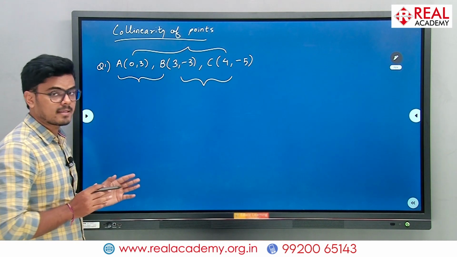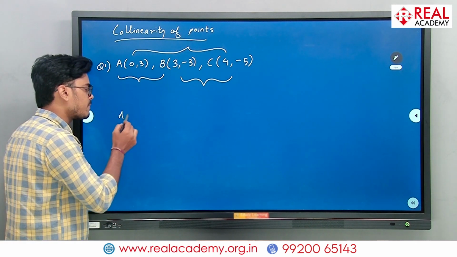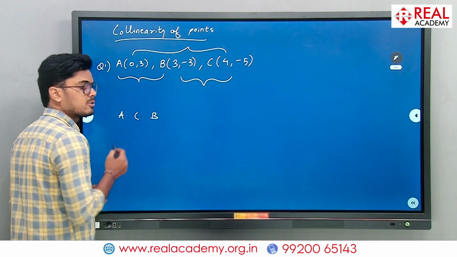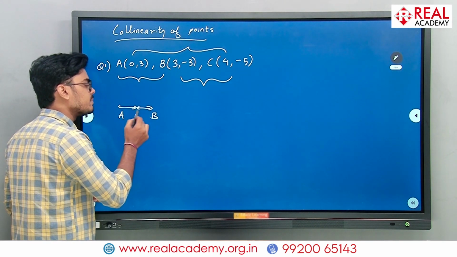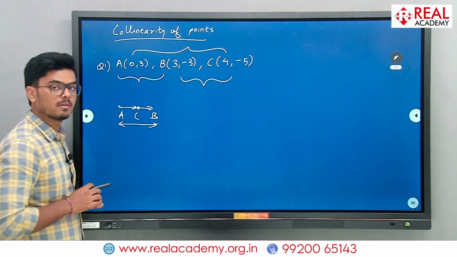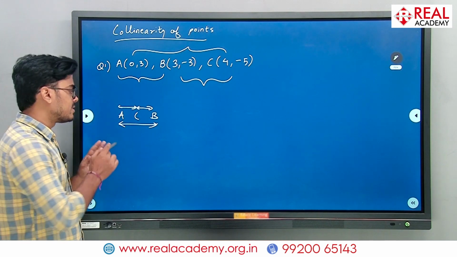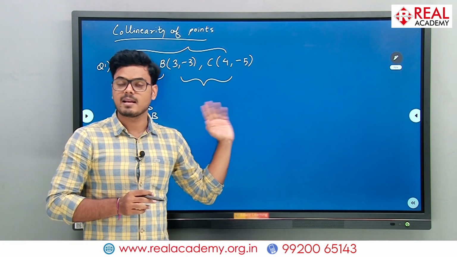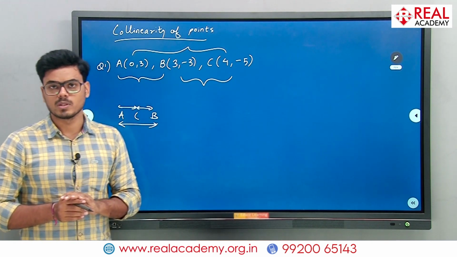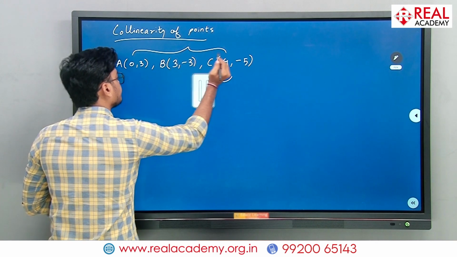Achha, it is not necessary that only A, B and C in this order are collinear. The order can be anything. It can be A, C, B also. That means distance between AC plus distance between CB is equal to distance between AB. Okay, it can be in any particular order. Collinear means that by adding any two distances, the sum should equal the third distance, which is the largest distance. Correct? So let us check whether these points are collinear or not.